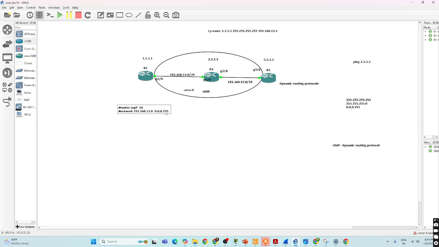Okay, cool. So you have to give area zero. This is the command, the syntax to configure OSPF. There is another network. Can anyone tell me? We need to advertise one more network on R1. What is that? 1.1.1.1, with wildcard mask 0.0.0.0. And what is the area? Area 0. So this is it.